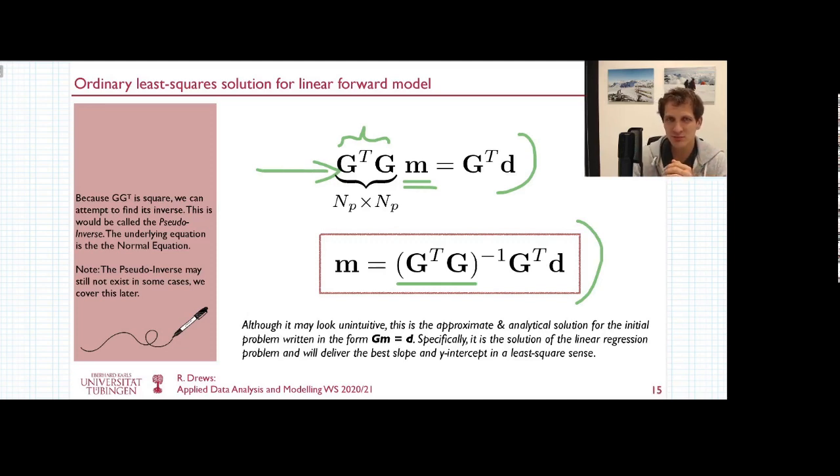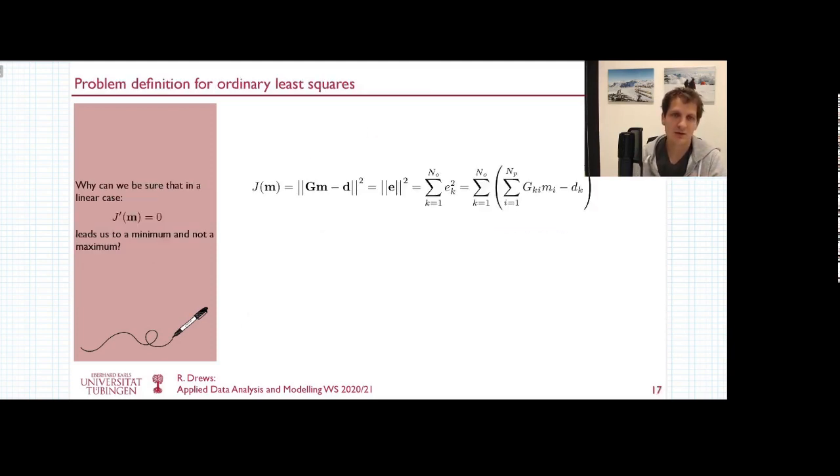Maybe the ones who paid attention now have one question that remains. How do I know that we actually found a minimum and not a maximum? We only calculated the derivative with respect to the model parameter and set it to 0. With this approach, I find both maxima and minima. And so in the worst case, I would have found the worst possible combination of model parameters with the largest possible misfit to the observations. Obviously, this is not the case.